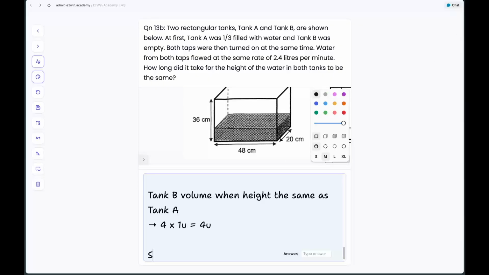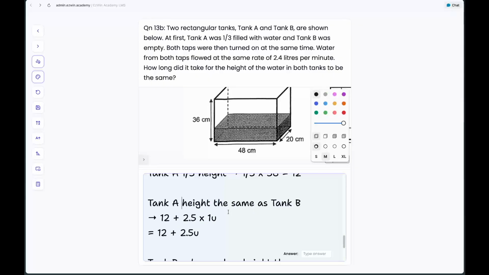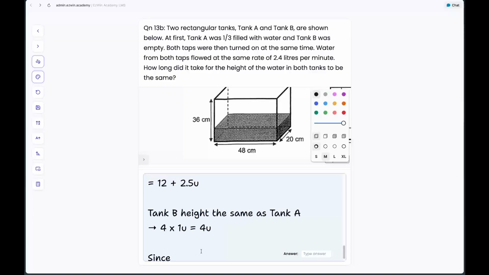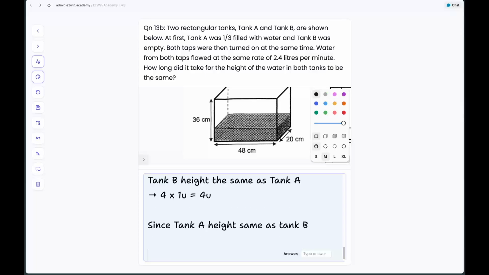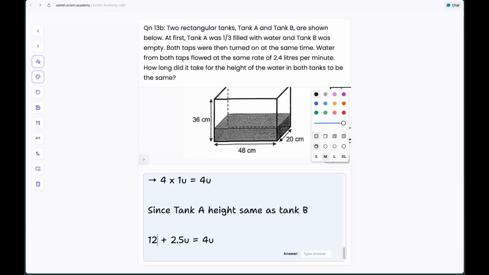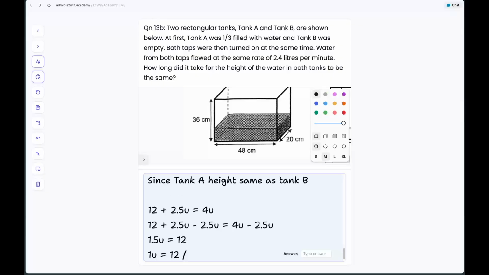And the thing is that since tank A height is the same as tank B, okay, sorry. Okay, so since tank A height is the same as tank B, that means 12 plus 2.5 units equal to 4 units. Okay, if we were to simplify this equation, this would then be 1.5 units, which is equal to 12. Then 1 unit would then be equal to 12 divided by 1.5. And this will give us 8 minutes. There you go. So that's the answer, 8 minutes.